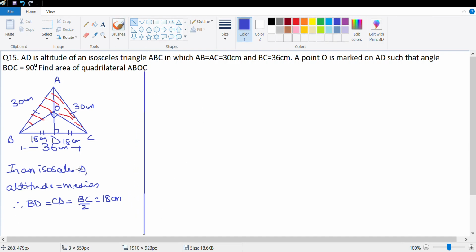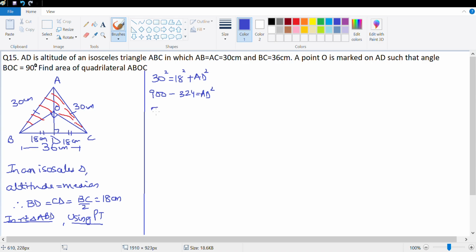Okay. So in right triangle ABD, using Pythagoras theorem, 30 square is equal to 18 square plus AD square. 30 square, that's 900, minus 18 square. 18 square is 324. Yes, 324 is equal to AD square. That's 576. Yes, that's 576 is equal to AD square.